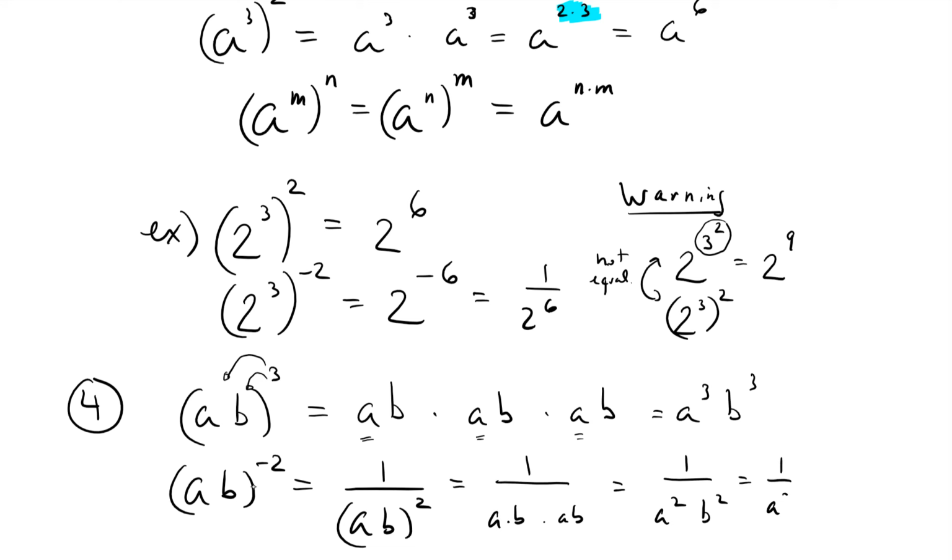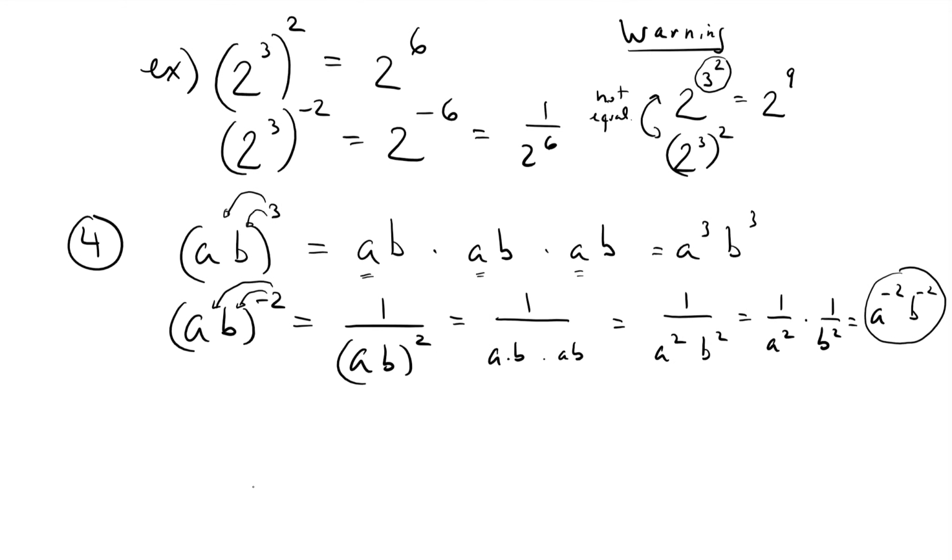That's the same thing as 1 over A squared times 1 over B squared. And that's the same thing as A to the minus 2 times B to the minus 2. All this showing again that you can distribute the minus 2 over the A and the B, which is what you get finally here.